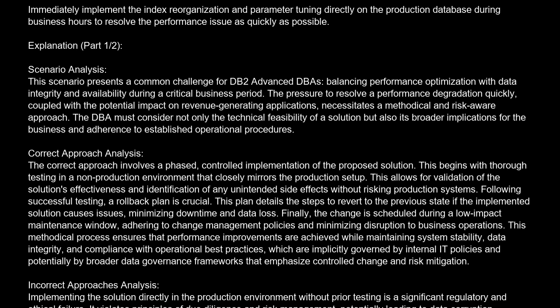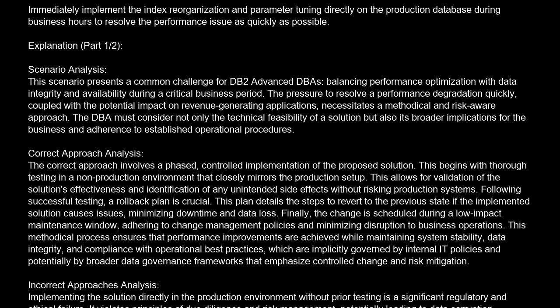Finally, the change is scheduled during a low-impact maintenance window, adhering to change management policies and minimizing disruption to business operations. This methodical process ensures that performance improvements are achieved while maintaining system stability, data integrity, and compliance with operational best practices, which are implicitly governed by internal IT policies and potentially by broader data governance frameworks that emphasize controlled change and risk mitigation.